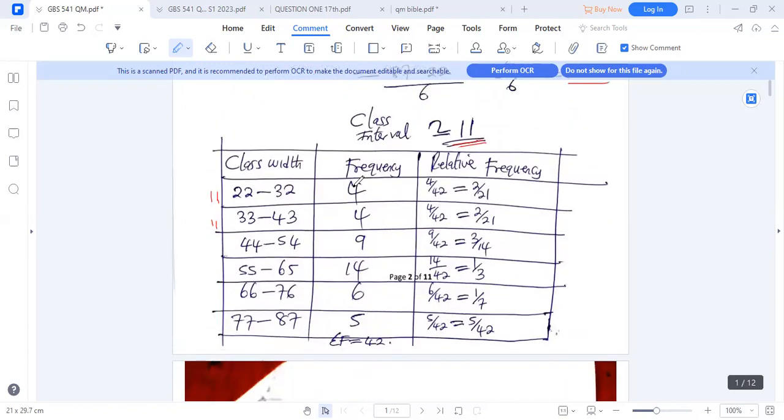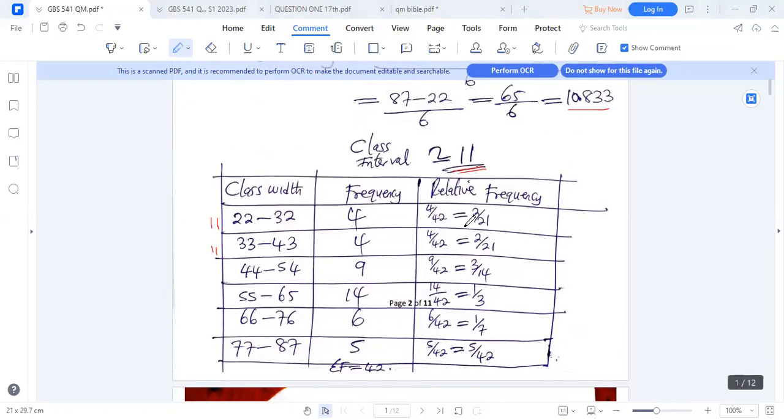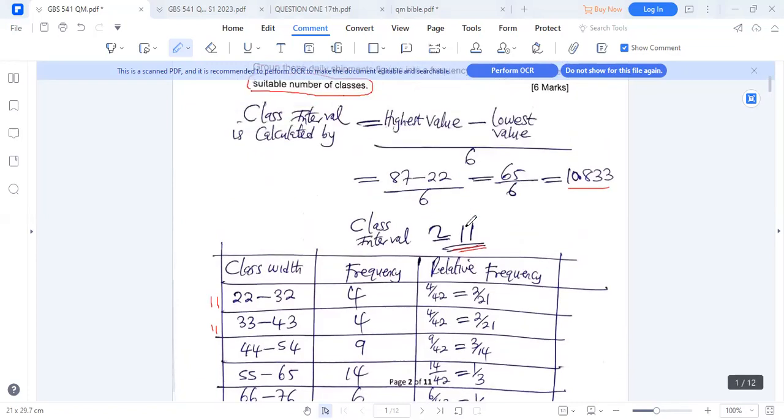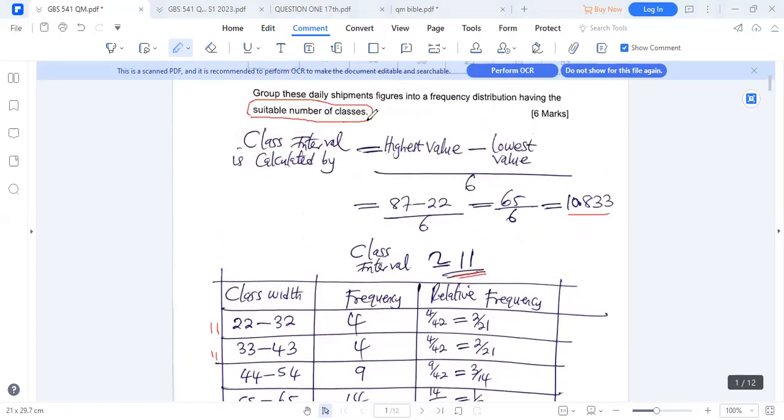Hi, Colin. Yes, sir. Sorry. So for me, what I did is I used a number of classes. I used 7. So when I did the calculation, I did 87 minus 2, gave me 65.